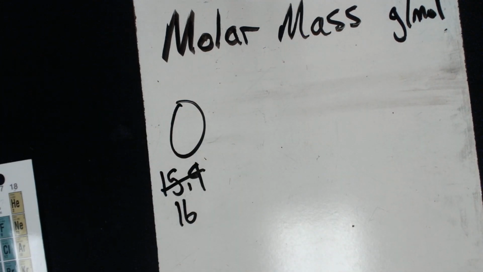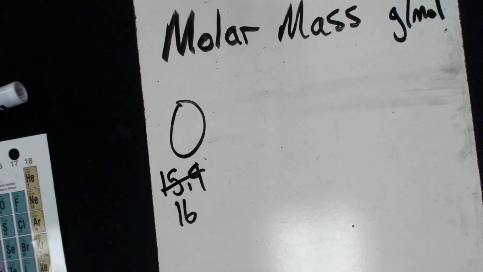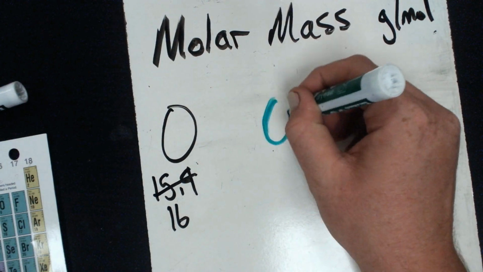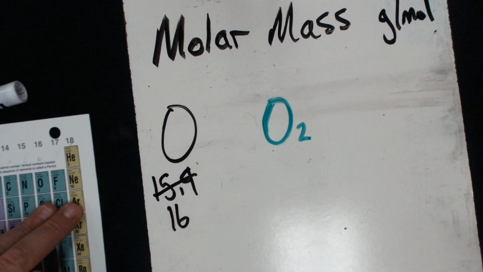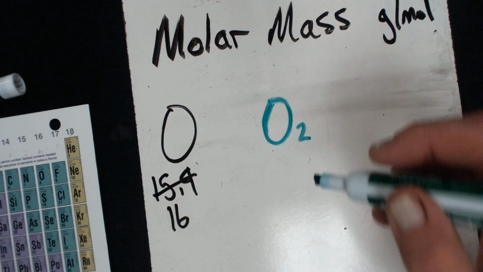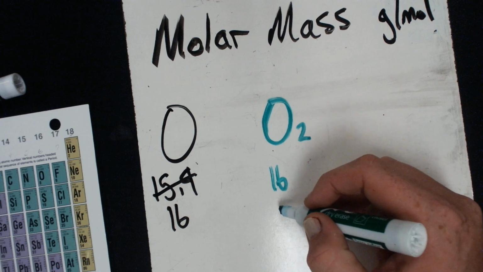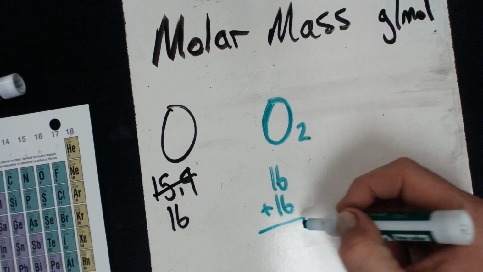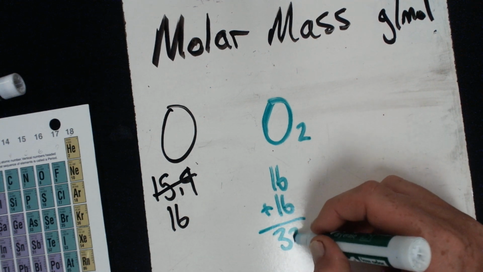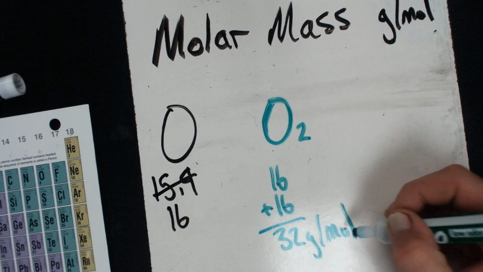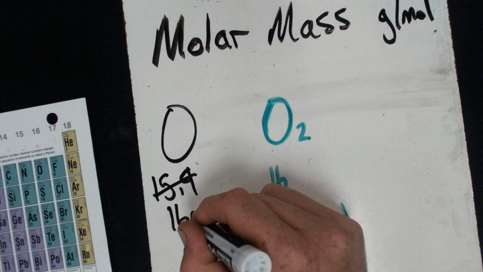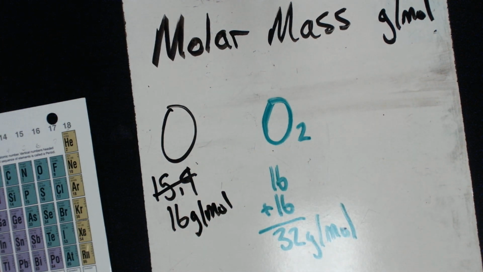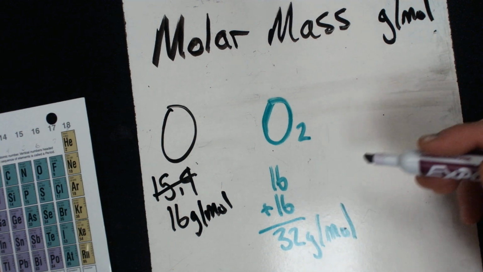The problem is, oxygen does not exist like this out in nature. It exists like this. So this is a different molecule of oxygen. And the molar mass of this, because there's 2 oxygens, I'm going to do 16 and 16. I'm going to add the molar mass twice. This has a molar mass of 32 grams per mole. So just regular old oxygen had a mass of 16 grams per mole. Oxygen gas that we breathe in, O2, has a molar mass of 32.